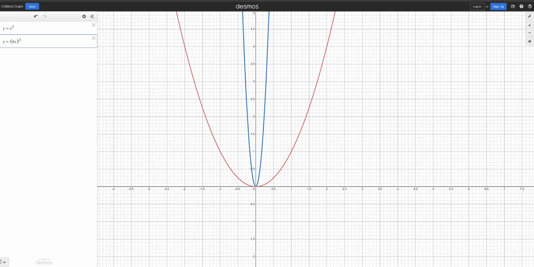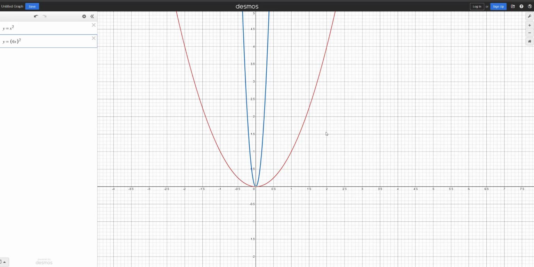So what am I doing? Am I squeezing in or am I getting wider? I'm squeezing in, right? I'm compressing. This is what it means to compress, in case you don't know. Compress means to squeeze in, like squish in. So that's called compression. So this is called a horizontal compression.